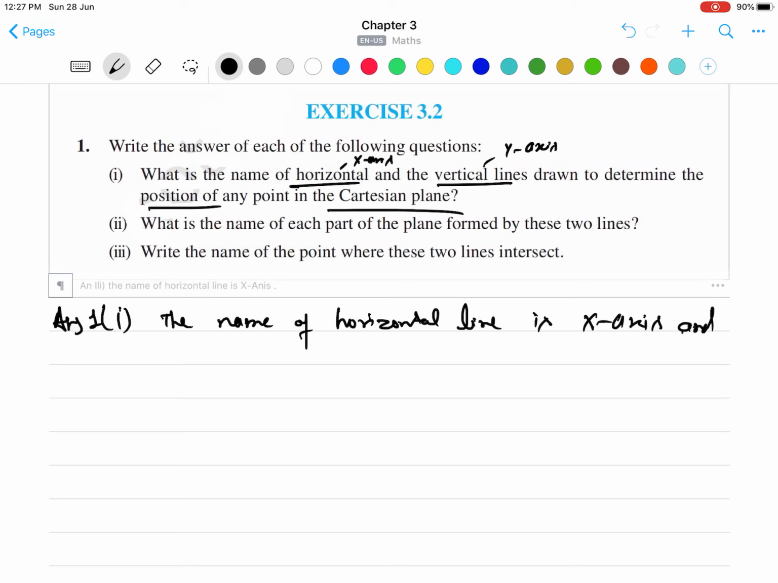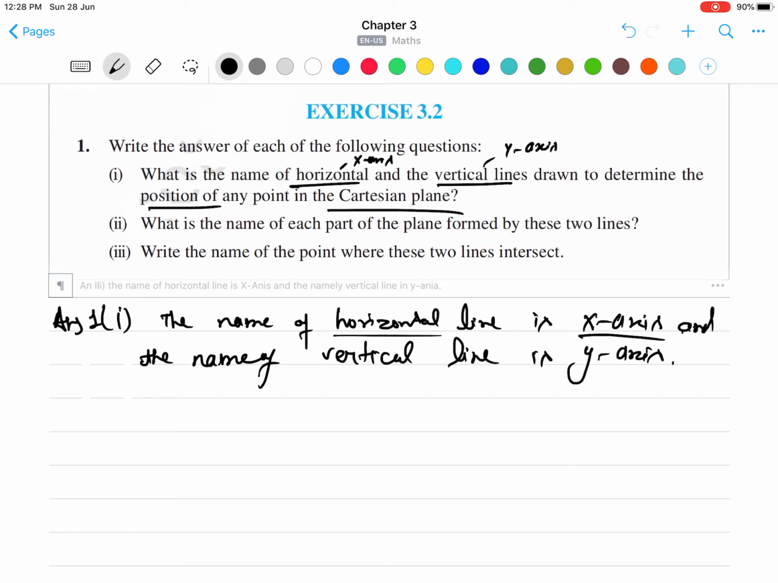And the name of the vertical line is y-axis. Okay, the horizontal line is called x-axis and the vertical line is called y-axis.